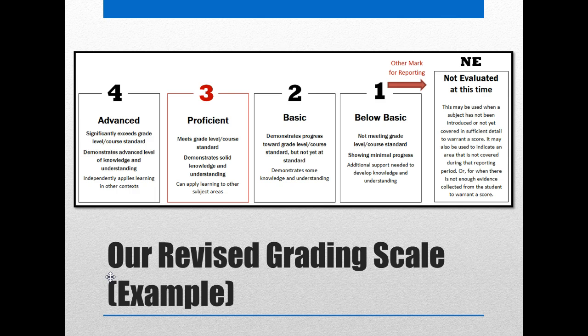And finally, if you receive an NE, that means that it's not evaluated at this time. So this may be used when a subject has not yet been introduced or not yet covered in significant detail to warrant a score. It may also be used to indicate an area that is not covered during that reporting period, or for when there's not enough evidence collected from the student to warrant the score.